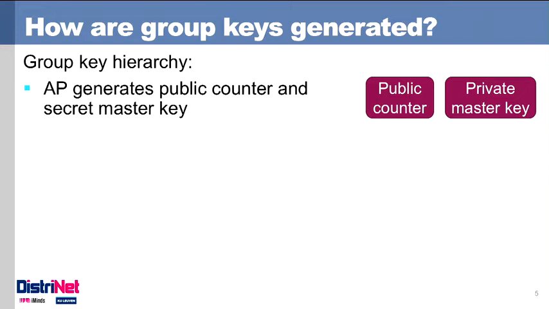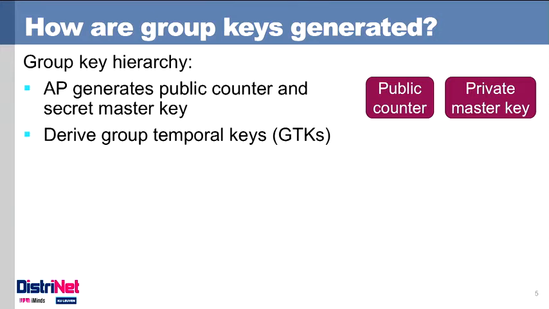What the standard suggests is that you should randomly generate two values. I called them the public counter and the private master key. This public counter is assumed to be known to an attacker, but the master key must remain secret. And these two values are then used to derive group keys.